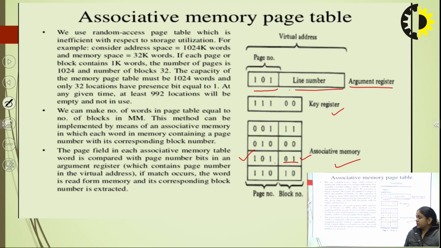So in this way we can easily find out the block number, but we have seen here only 4 entries, because there is no need for other entries here. The size of main memory is only 4 blocks, so we always have only 4 pages in our memory. That's why there is no need for other entries, so in this case we can reduce the size of the memory page table, which is implemented by the associative memory page table, which is better than the RAM implementation.